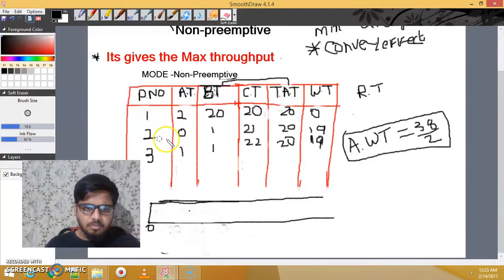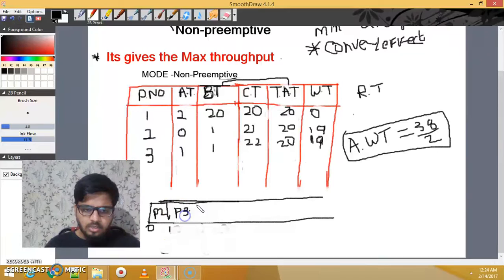Now at 0, process P2 is available. It requires only 1 unit. At 1, process P3 is available. It requires 1 unit, so it completes at 2. At 2, process P1 has arrived. Process P1 requires 20, and 20 plus 2 is 22.